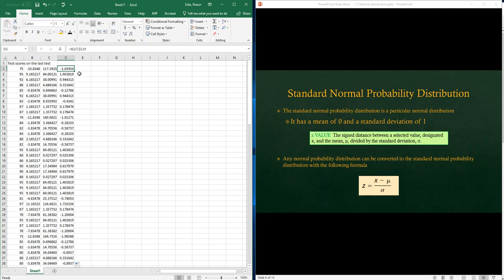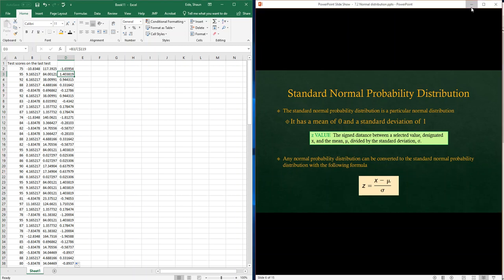So this z-score right here, given that we are dealing with a normal distribution, this is saying that this particular score is 1.65954 standard deviations below the mean. This particular score is 1.403819 standard deviations above the mean. Okay, so what do we do with this information?